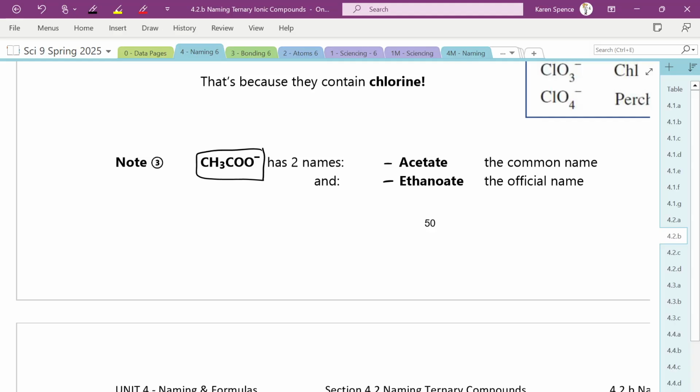Wait, still do quiz 5 yet? You can do quiz 5 if you want to. Okay, if you're there. Pardon me? What's it about? It is about writing the ones with polyatomic ions. There's going to be some with Roman numerals, some without.